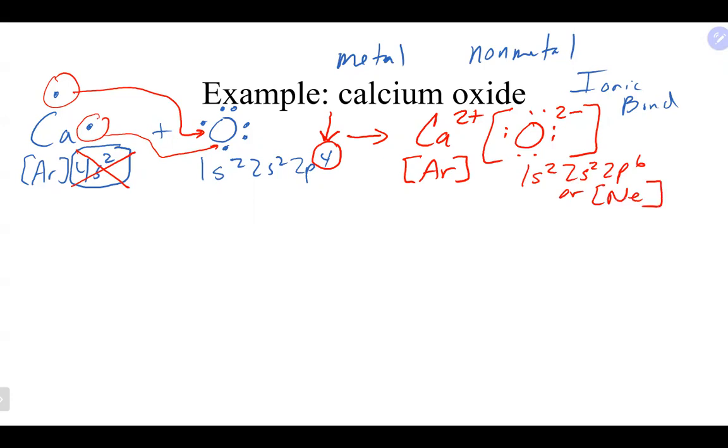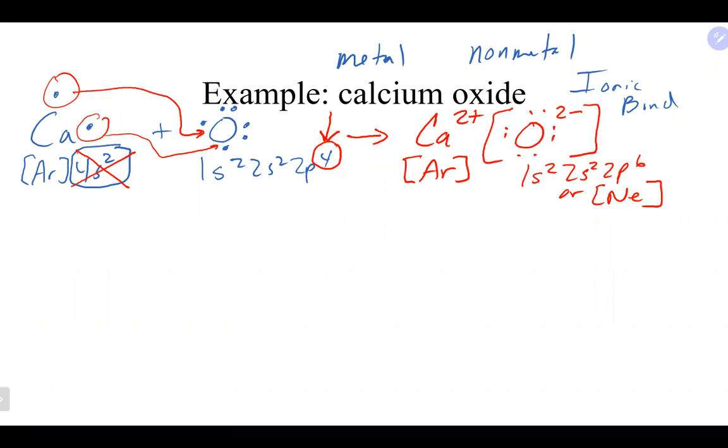So once again here, by losing and gaining electrons, both the metal and the non-metal were able to achieve noble gas configuration and become very stable. Our calcium backed up a couple of spots on the periodic table, and our oxygen went forward on the periodic table. Once again, there's no sharing of electrons here. +2, -2 is what is holding that together. Any questions on that there?